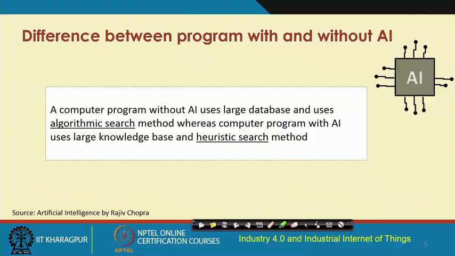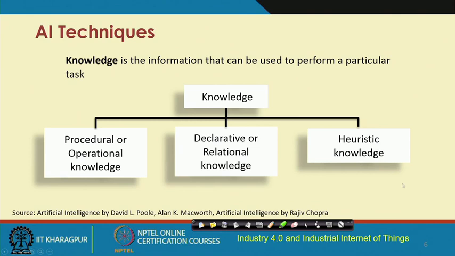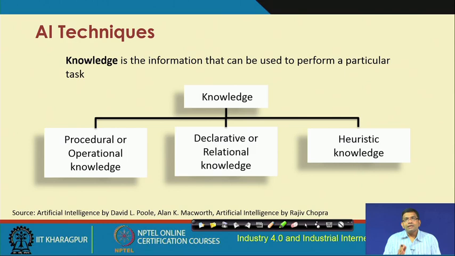So, AI is heavily based on the concept of knowledge. So we are talking about data. Several pieces of data can lead to information, and then information can help in building knowledge. So knowledge is that information that can be used to perform a particular task. So there are different forms of knowledge, particularly in the context of AI.